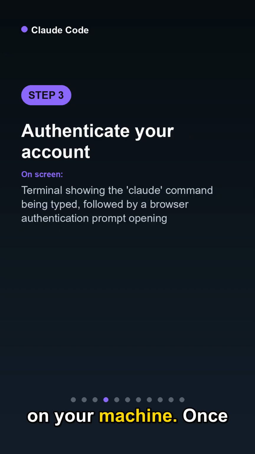Once installation finishes, type claude in the terminal and press enter. Claude Code will open your browser and ask you to log into your Anthropic account and authorize the CLI. This requires a paid Claude plan, and you only need to do this once per machine.